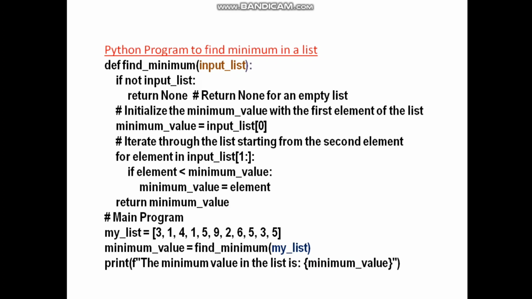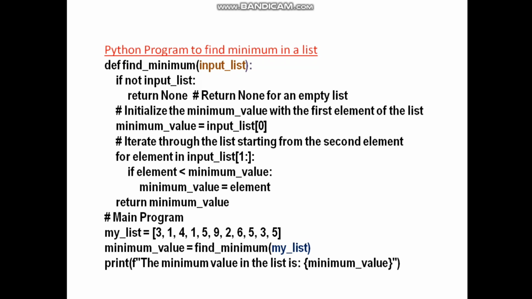Otherwise, it will go for the second element in the list. What is the second element in the list here? 4. So here again, 1 stays as the minimum value. Now 1 is the minimum value, and 4 is the element value here. So the 4 is compared with the minimum value, and the process continues until the end of the list.